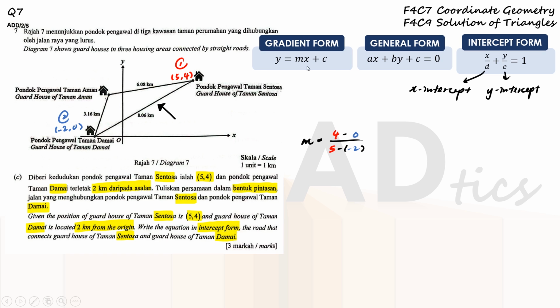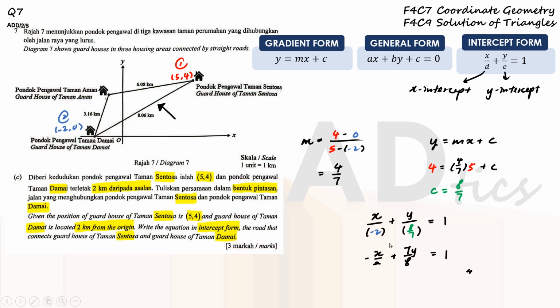For the value of m, we let this be the first point and this the second point, use the formula and we get the gradient, which is 4/7. Then we use the form y = mx + c, with this point and this gradient, and we find the value of c, which is 8/7. Now we have these two intercept values and we can substitute them here. We simplify a bit and this would be our answer.